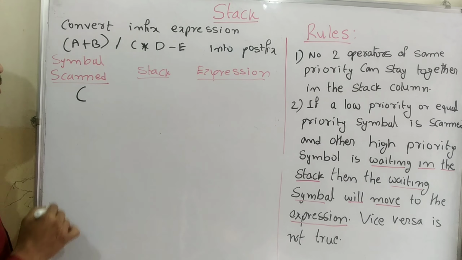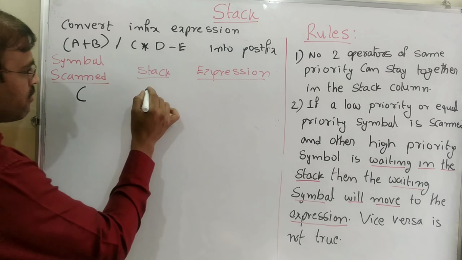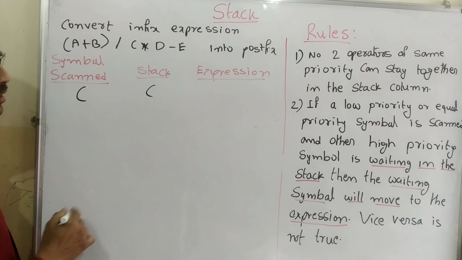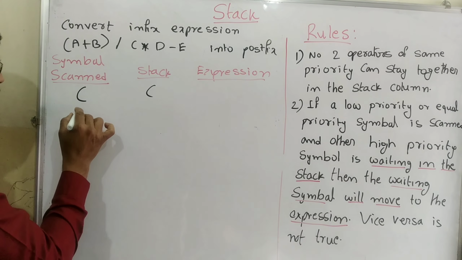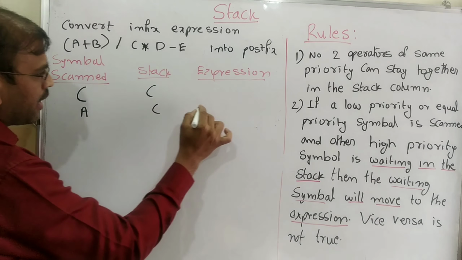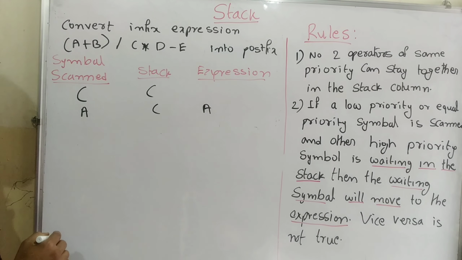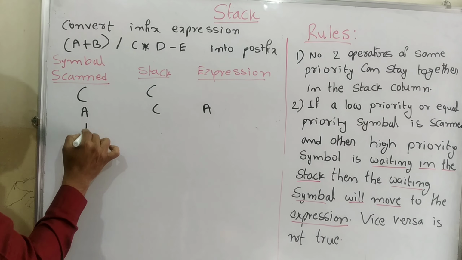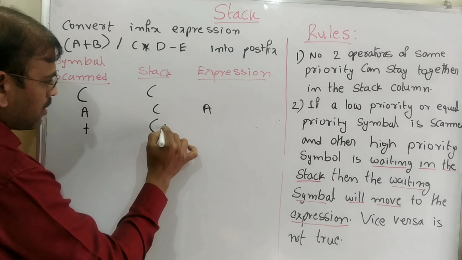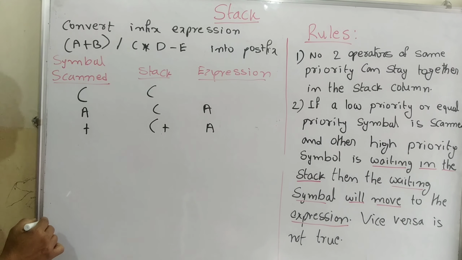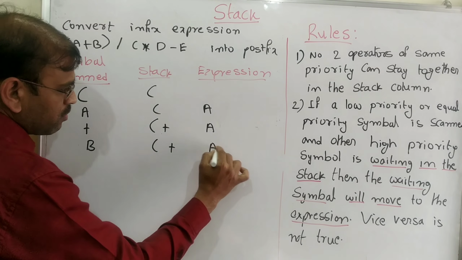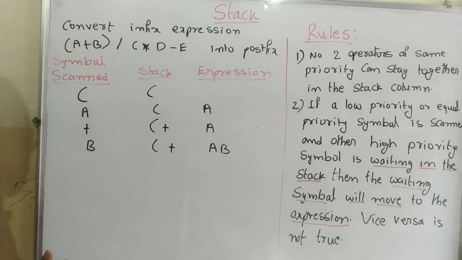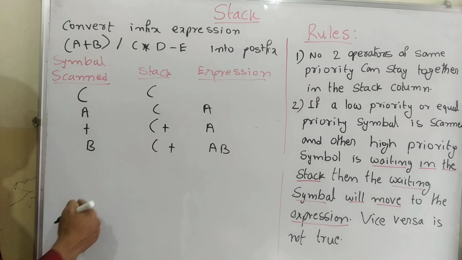First I am going to take the bracket. The bracket will be pushed to the stack. Here only we are going to write operands. The next one is what? A. A will be moved to the expression. The next is what? The plus sign. So A I have written as it is. Then the B. B I have pushed to the expression because this is an operand, and we write operands here.